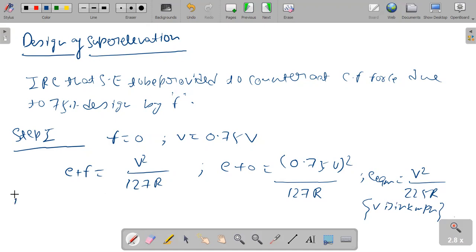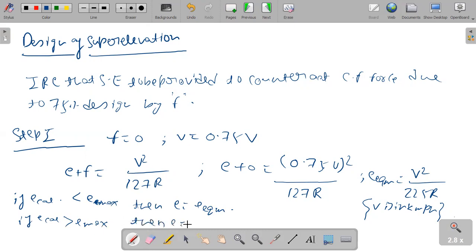If E calculated is less than E maximum, then we provide E is equal to E equilibrium. But if E calculated is greater than E maximum, then take E is equal to E maximum. Okay, this is our first step.